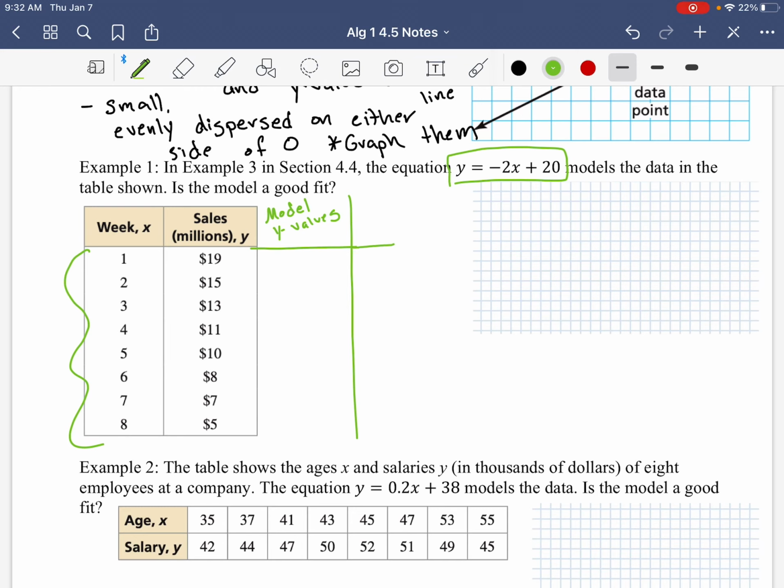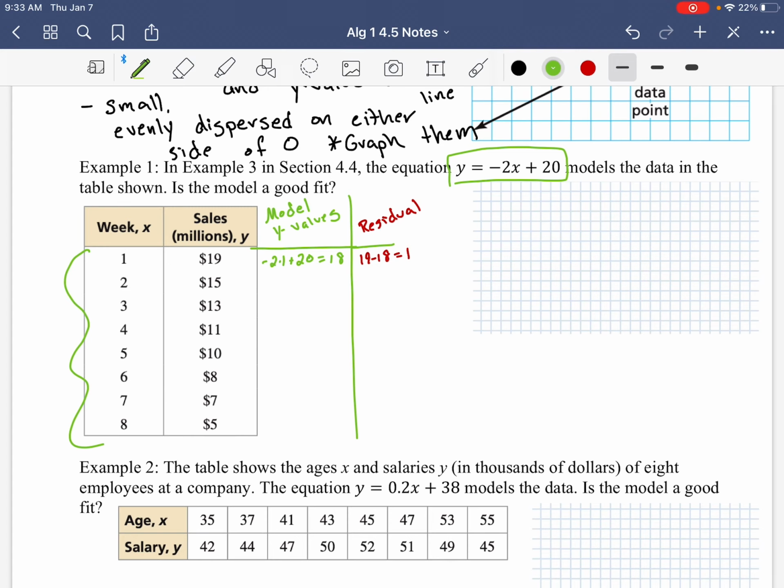Okay. So I need to put a 1 into this function for x and see what y is. So I'd have negative 2 times 1 plus 20, which gives me 18. Okay, so then the residual would be this last column over here. The residual then would be the difference. It would be that 19 minus the 18, so the residual is 1. And then we're going to keep doing that for each of these data points.